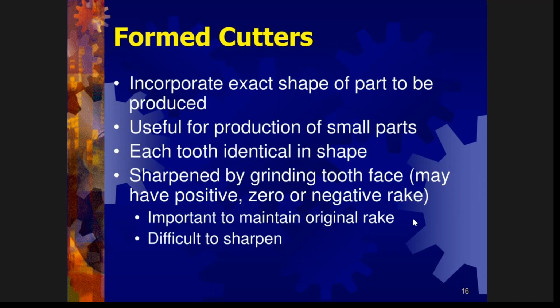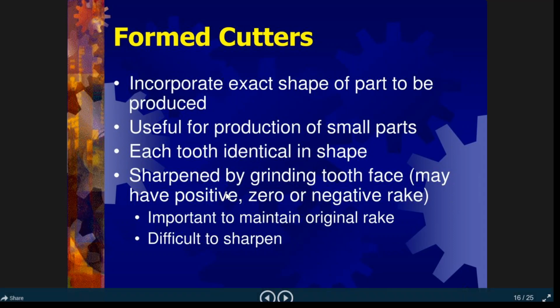Useful for production of small parts. And sometimes you will get the required shape in a single pass. That means you can adjust the depth of cut and give a single pass, and you will get the required shape. For example, convex, concave, angular cuts, any profile, any contour can be cut by using forming cutters.